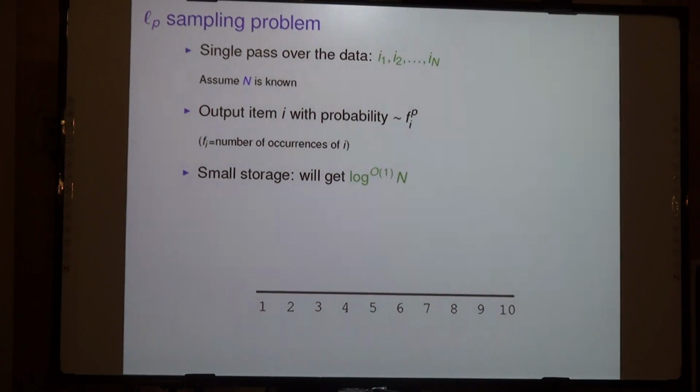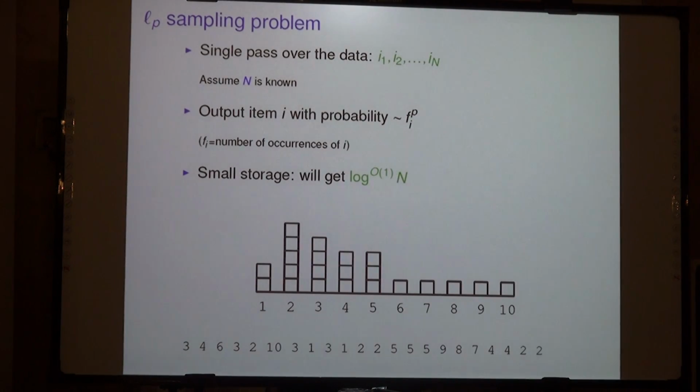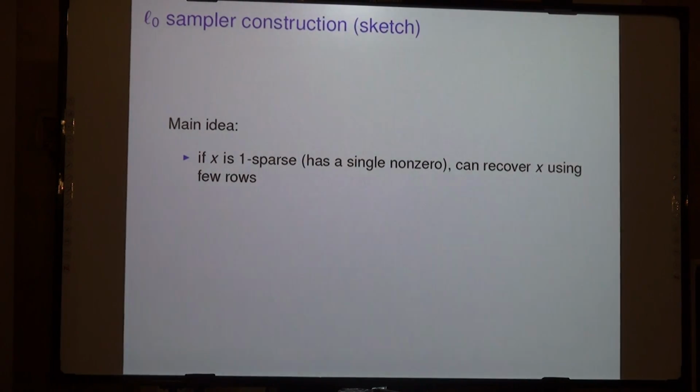So let me tell you what these are. Think of really, you have a database, you're given a stream of data items, and you're making a single pass over the stream. At the end of the day, what you want is a primitive that will sample, so to speak, a representative element out of your data set. If you want an LP sampler, then if f_i is the number of occurrences of your item i, you want to output i with probability proportional to f_i to the p, normalized by the pth norm to the p. I will not talk about LP samplers. I'll just give you an idea of how the L0 samplers are constructed, which we used.